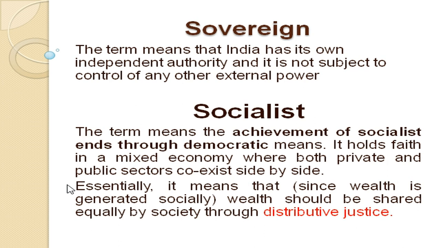Second, it holds a mixed economy where both private and public sectors coexist side by side. It means that basically the wealth should be shared equally by society through distributive justice. It basically wants to say that if you are earning a lot of money and a person is earning a lesser amount of money, they both will be treated equally. It's not like he is going to pay the whole taxes and everything, and the person who is earning less money will not have to pay any tax. Each and everyone will be treated in an equal manner. There should not be any difference in any community.